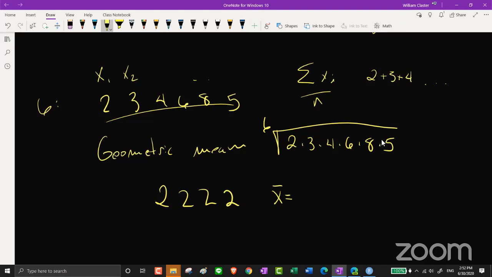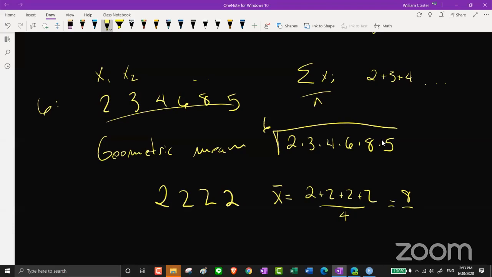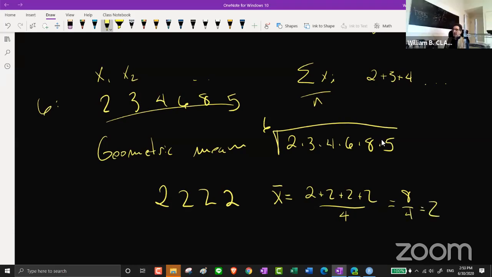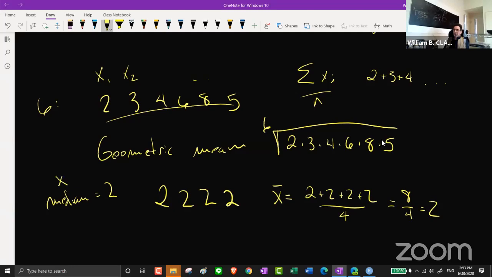2, right? It's 2 plus 2 plus 2 plus 2 divided by 4, which is 8 divided by 4, which is 2, right? And if I ask you for the median, just for an exercise, what's the median of these? Median is also 2. By the way, sometimes some books might use this symbol for the median, with a little line in the center there. But anyway, it's 2, right?